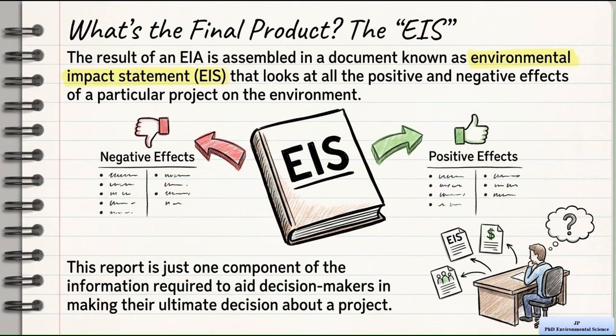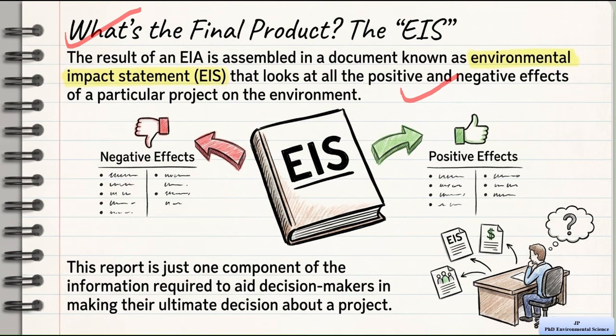So now what is the final output of EIA? The answer is Environmental Impact Statement, EIS. It is a final report prepared after completing the EIA process. It contains all the environmental impacts of a project, both positive effects and negative effects. It is like a complete summary document that tells us what good things will happen, what harmful things will happen.